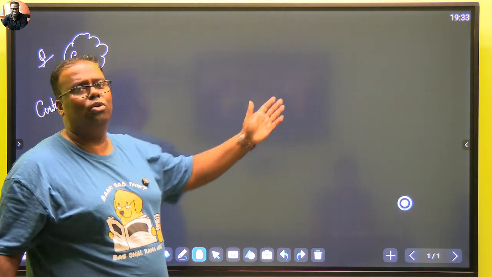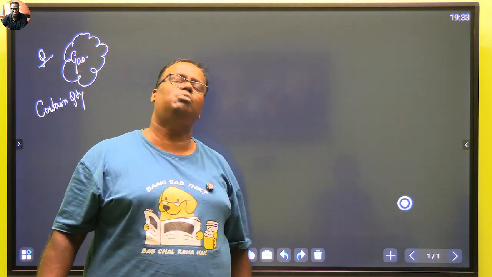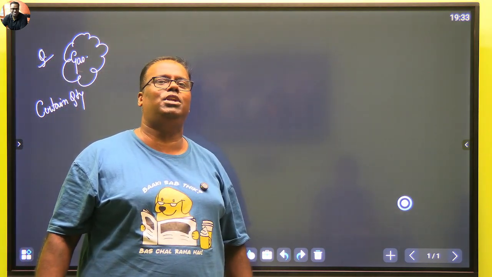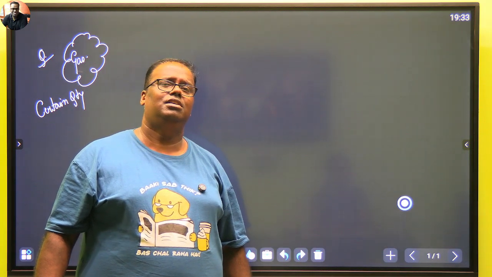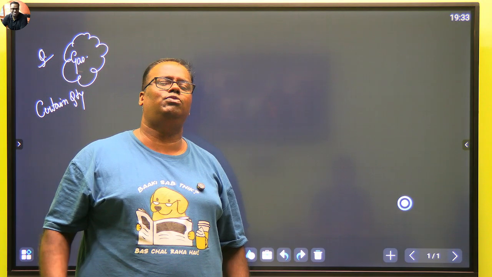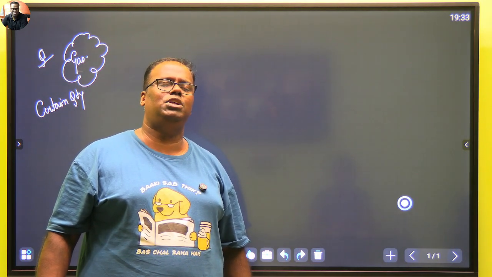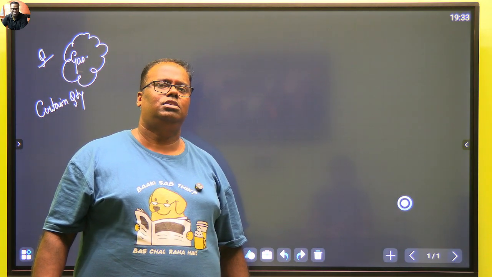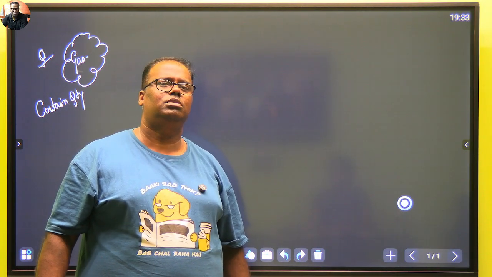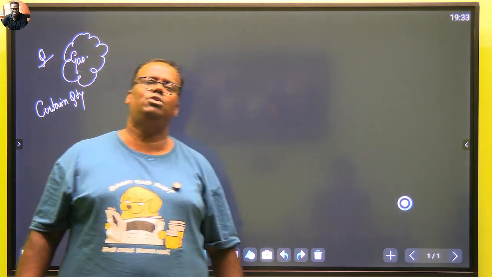तुम मेरे साथ लिखो. P1 V1 by T1 equal to, you write, you will do it in 4 steps, right? P1 V1 by T1 equal to P2 V2 by T2. Have you finished writing this line? Yes. Now write what is P2 equal to? P2 is equal to T2 by V2, T2 by V2 into P1 V1 by T1.